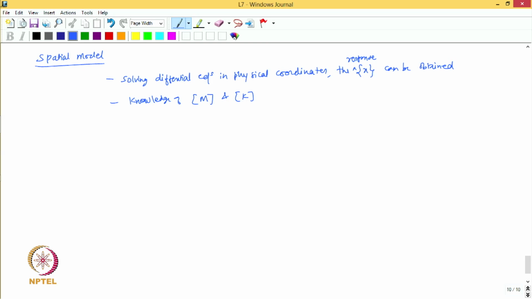So, if this is available, then we can find the response to the given excitation force, and that is why the mass and stiffness matrix together is referred to as a model of the system. They make up a model of the system, and this model is called spatial model, right. So, M and K together make up what is called as spatial model of the undamped system.